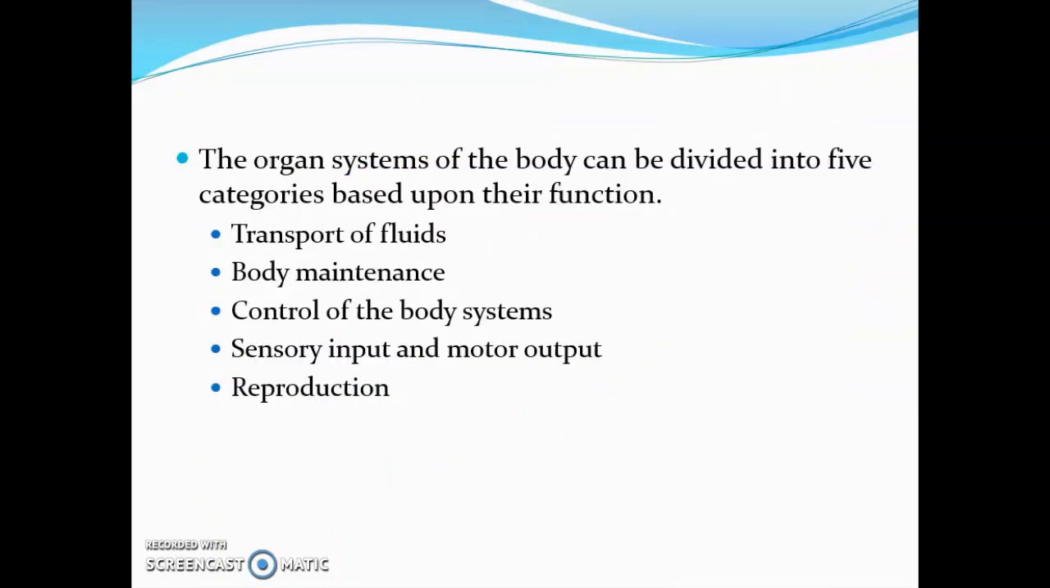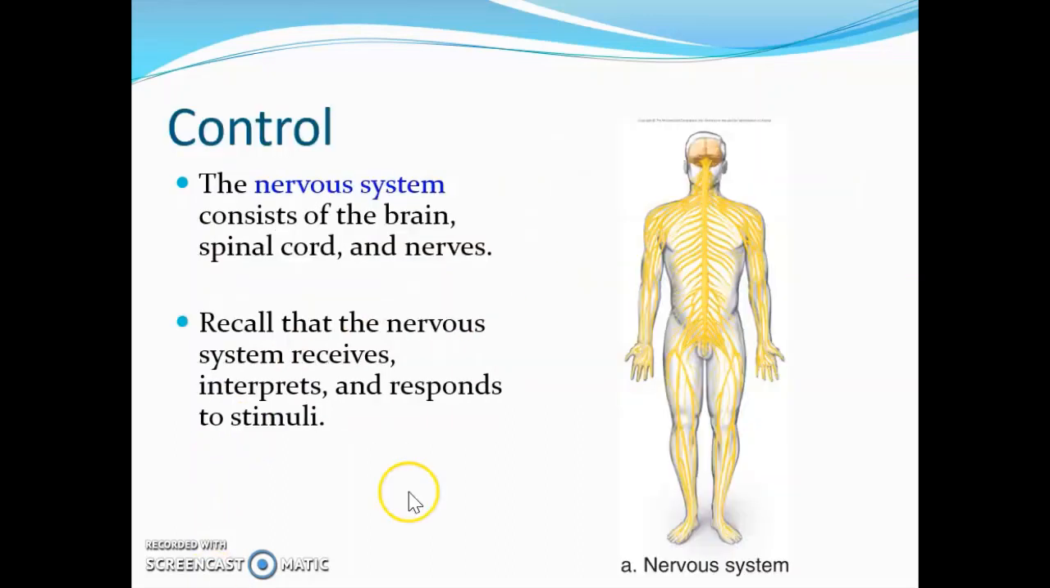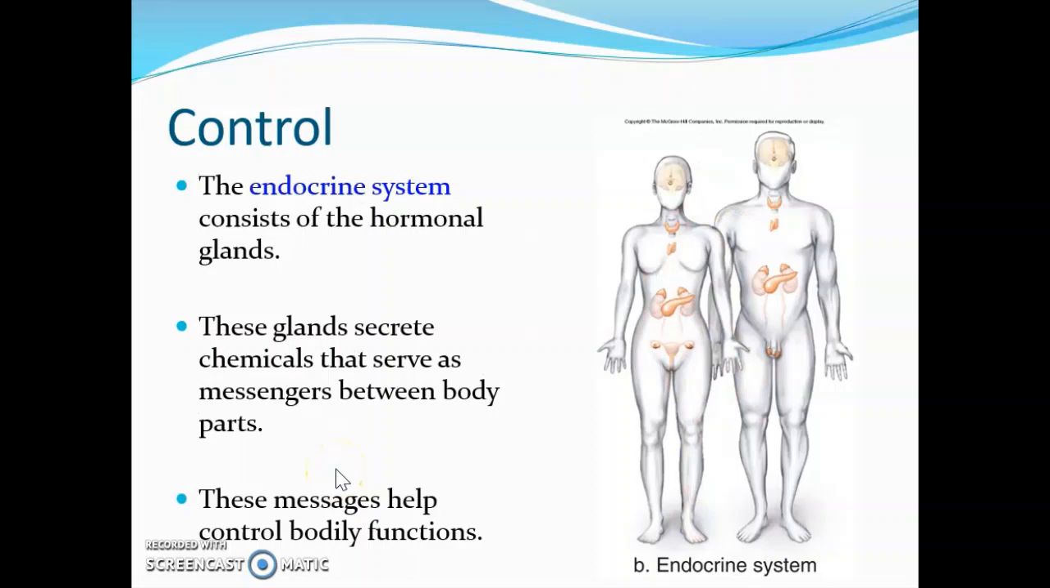Now we will look at the organ systems that are involved in the control of the body. In general, there are two examples of organ systems that are involved in the control of the body. The first is the nervous system and the second is the endocrine system.